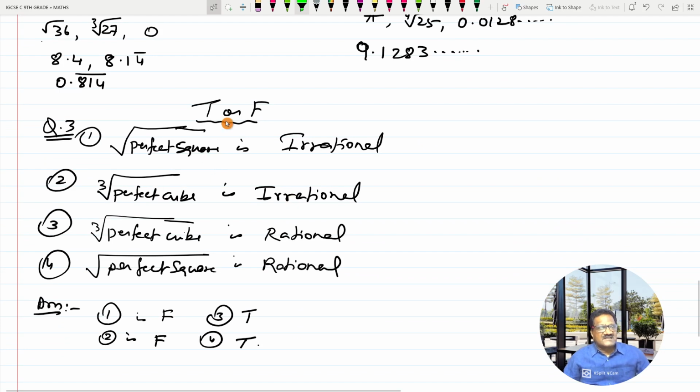And last question, try to answer this in true or false form. Square root of a perfect square is irrational. Cube root of a perfect cube is irrational. Cube root of a perfect cube is rational. Square root of a perfect square is rational.